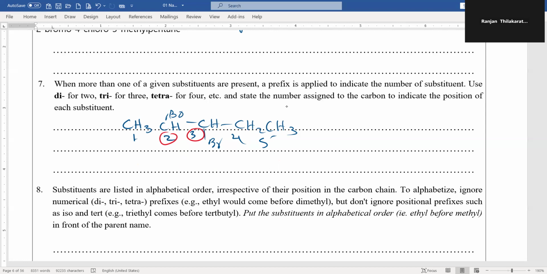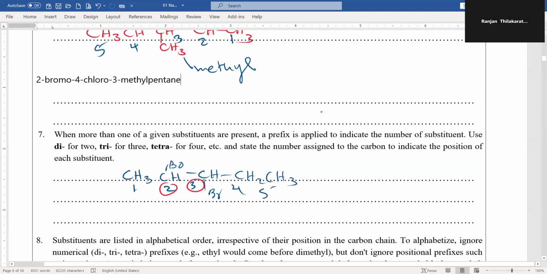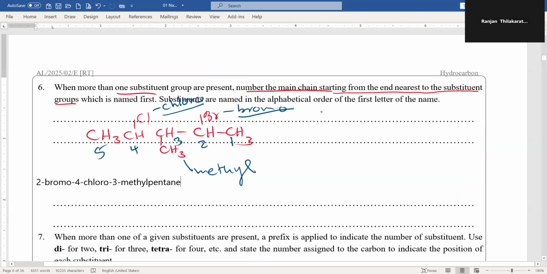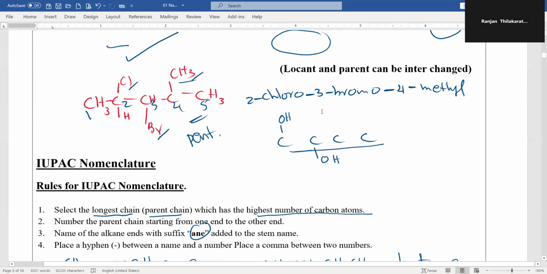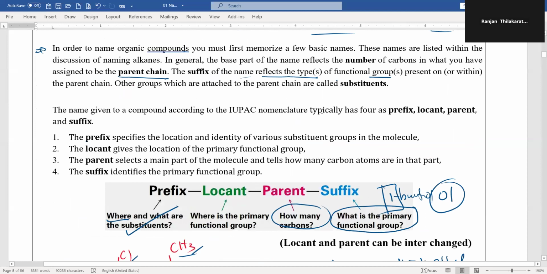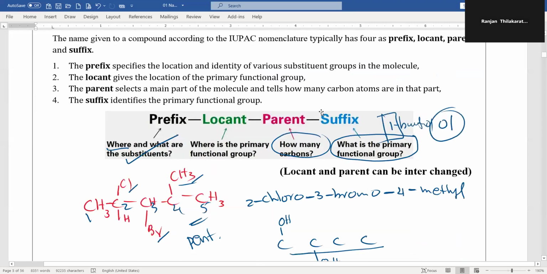Then the name will be 1, 2, 3, 4, 5. Now, if you have 2 numbers, then we put a comma to separate them. Put a comma to separate the numbers.